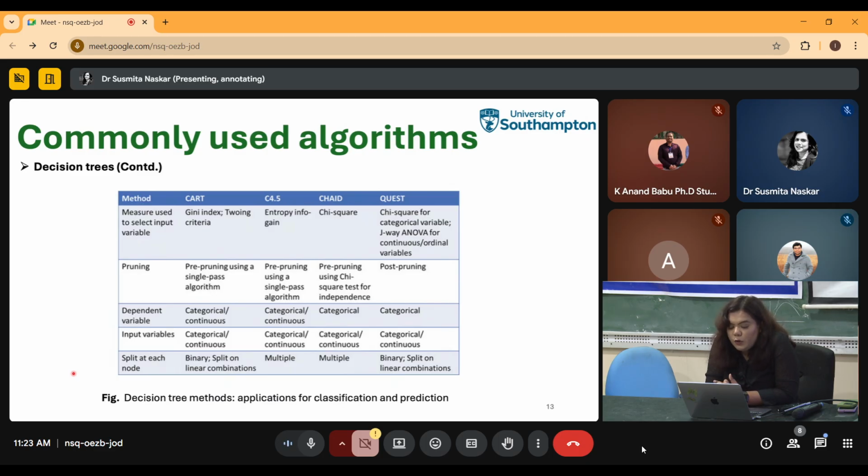If you look into CART, you will see that CART generally uses the Gini index or the Twoing criteria. Whereas C4.5 uses entropy or information gain. That means it measures how much the feature contributes to reducing the uncertainty. Similarly, if you look into the dependent variable, you can see whether it is categorical or continuous. So these are the details that the decision tree comparison is giving.